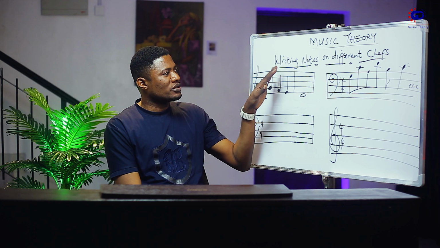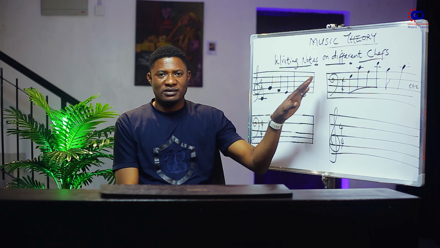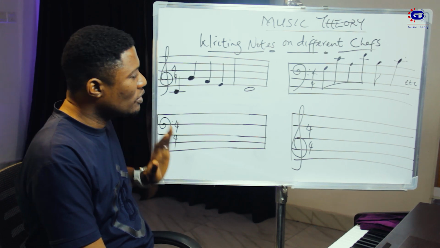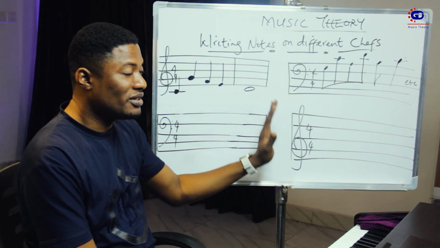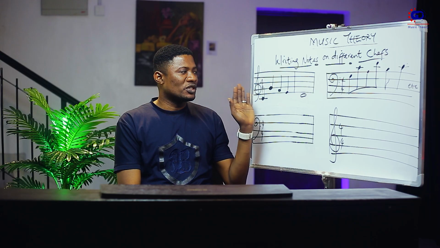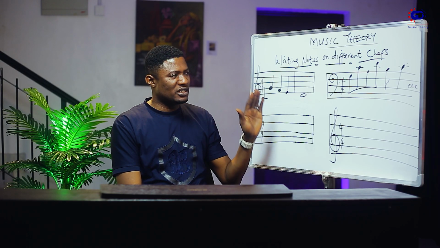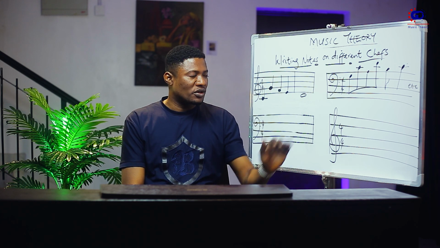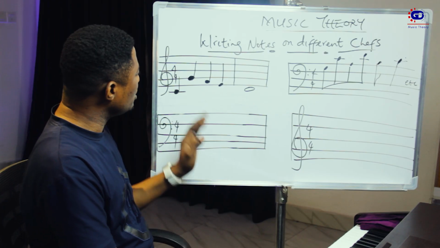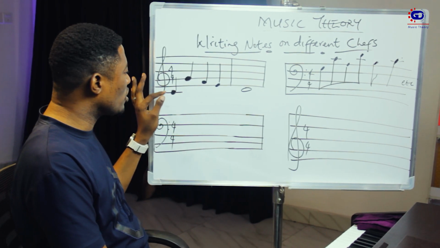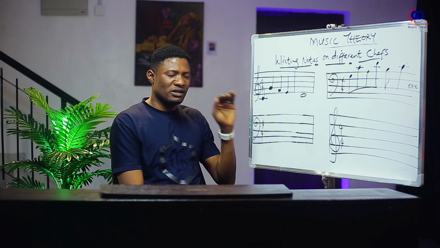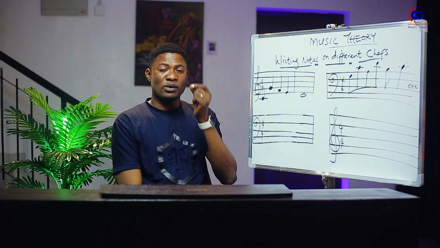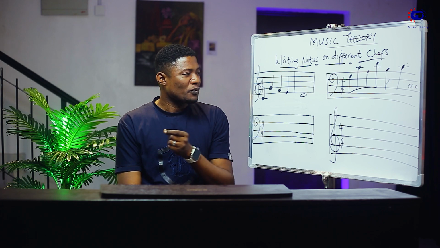Next, we are going to learn to write notes on different clefs. That is, transfer notes from the treble clef to the bass clef, or from the bass clef to the treble clef. This is super easy, and it is one of the easiest topics in music theory. The first thing to understand is what we call the middle C. The middle C is a factor to consider in transferring notes from one clef to another.